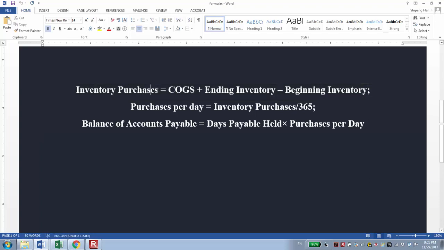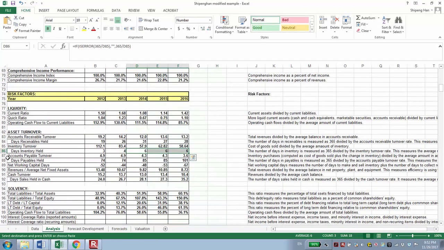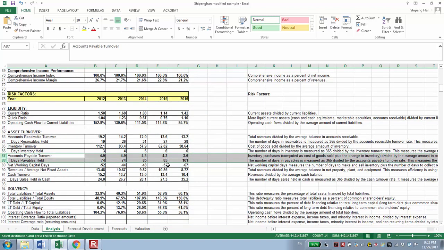But we have this formula, right? Inventory purchase equals the cost of goods sold plus ending inventory minus beginning inventory. So the cost of goods sold is available. The balance of inventory we just forecast, right? So we can calculate the inventory purchase, and divided by 365, we get purchase per day. Also, the number of days held is available in the analysis tab. Actually it's here. It is about 101 days.